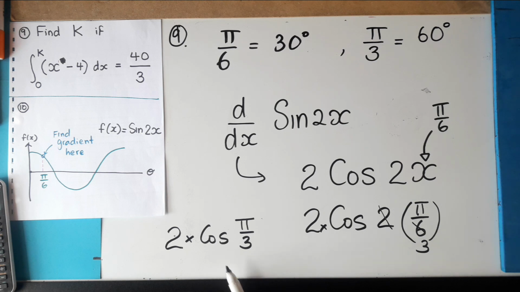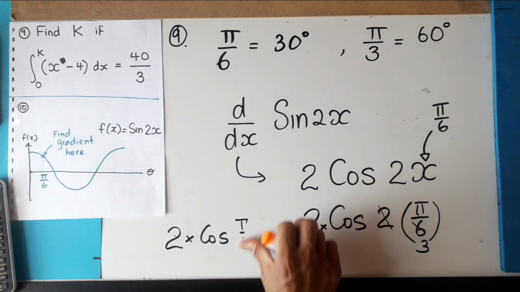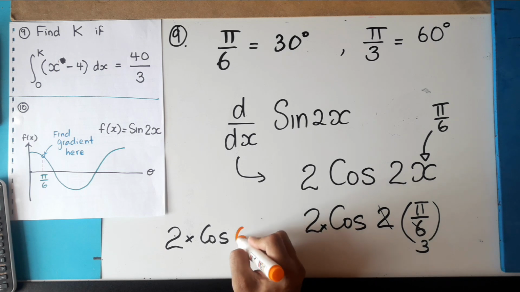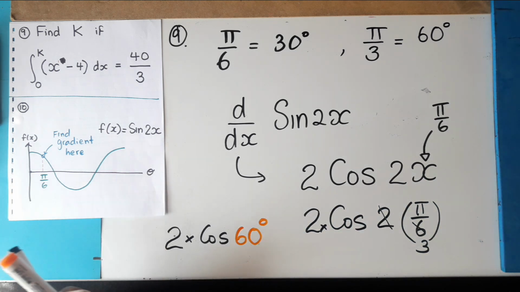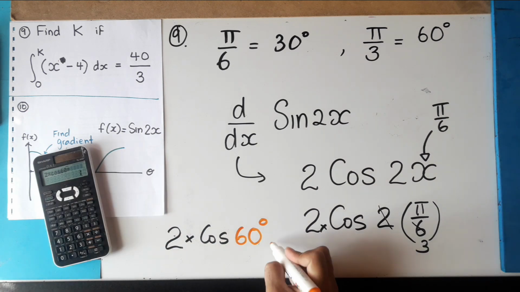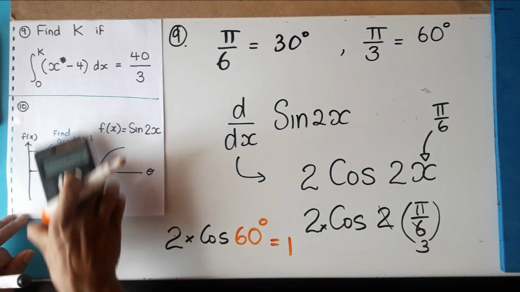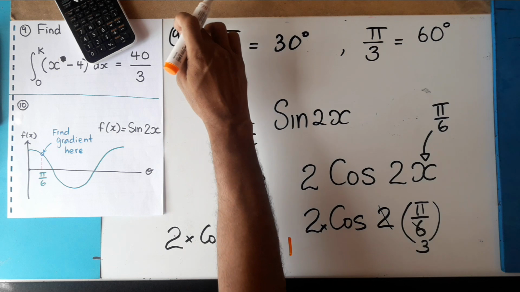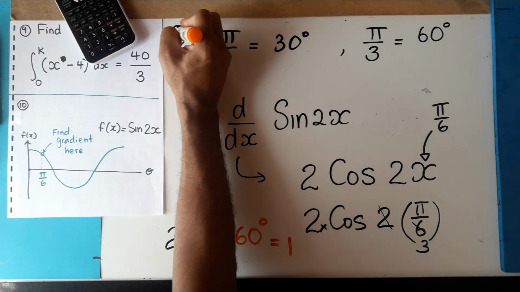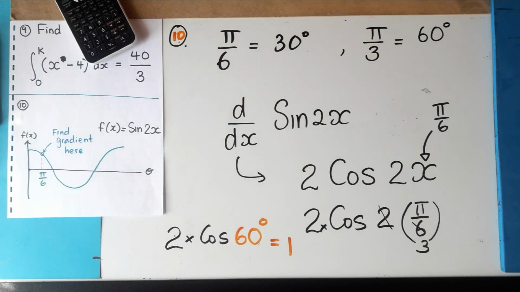Now, some of you may not know how to change a calculator to radians mode, or may not want to change it to radians mode, but pi on 3 is really 60 degrees. So if you were to work this out on the calculator, 2 multiplied by cosine 60, the answer would be 1. The gradient at this point is 1, right? And this was actually question 10. I made a mistake. Not a mistake, I just forgot to update the question there.